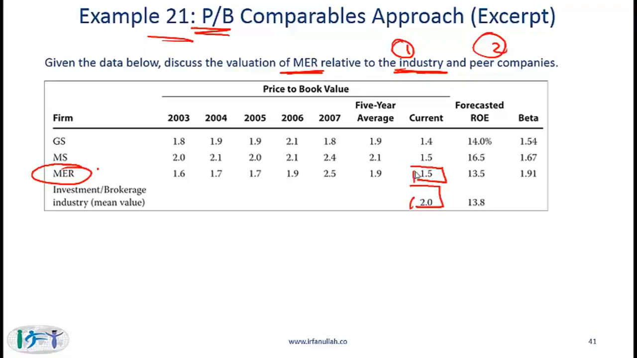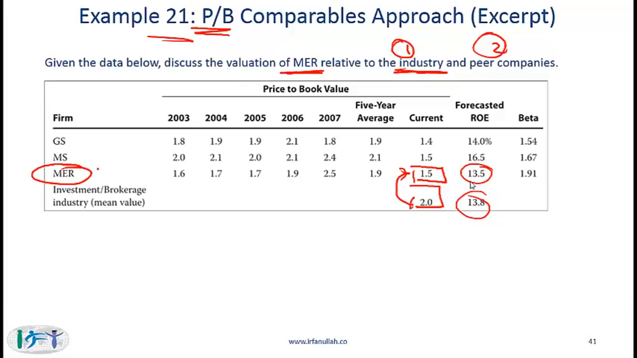So the price to book is low, so it appears to be undervalued relative to the industry. But then maybe it is undervalued because of differences in ROE. So it does have a slightly lower ROE, but if you really think about it, the price to book is substantially lower than the industry value of 2, but the ROE is only marginally lower. So we can say that based on this information, it appears that MER is relatively undervalued compared to the industry.